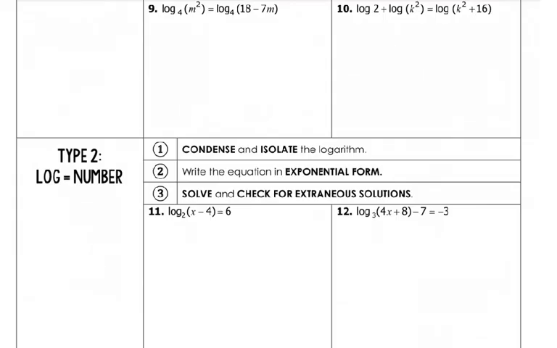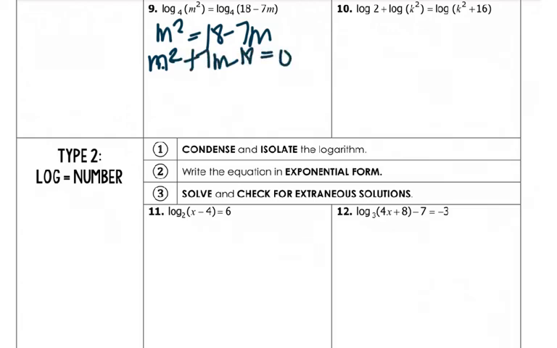All right, so look at number 9. What do you notice that's different here? There is a quadratic. It's going to be quadratic because it has an m squared. So the first thing we're going to do is write m squared equals 18 minus 7m. Then what was the first thing that we have to do if we have a quadratic? We need to set it equal to 0, right? So we're going to say m squared plus 7m minus 18 equals 0. Sorry, that's horrible. I'm trying to make it prettier. So we just moved everything on the right side to the left by your opposite operations.